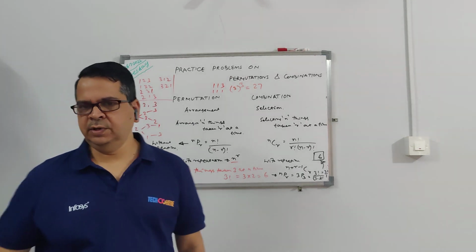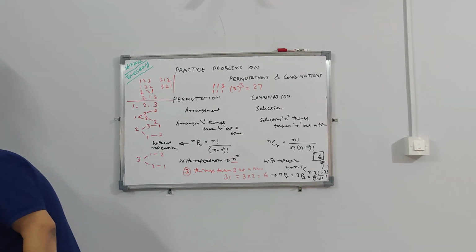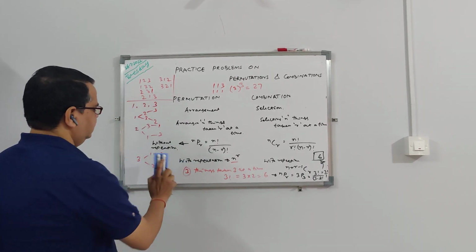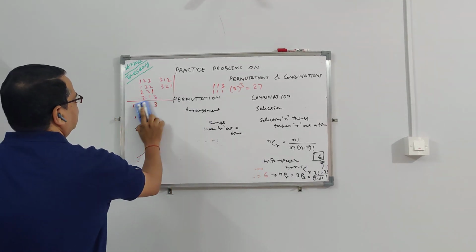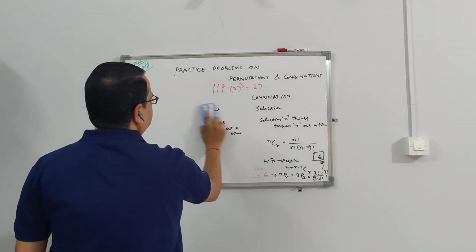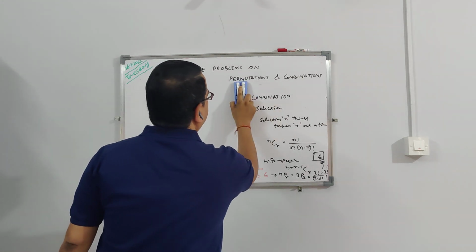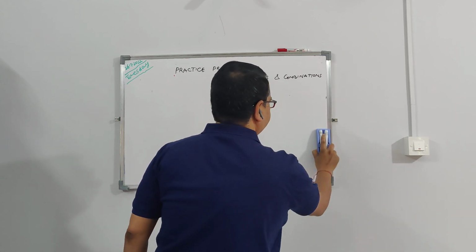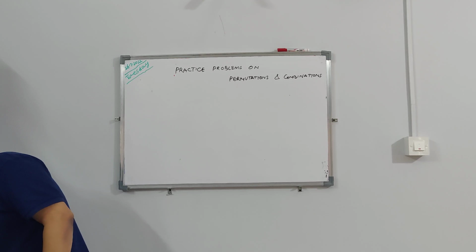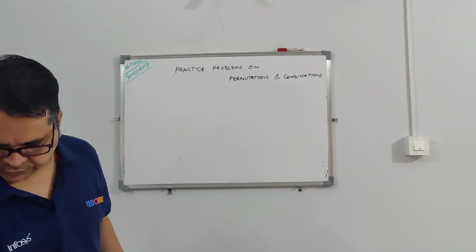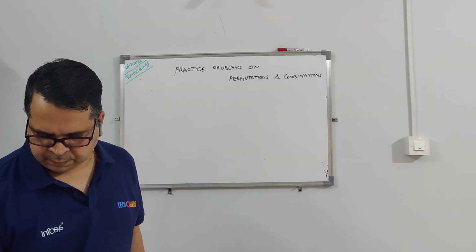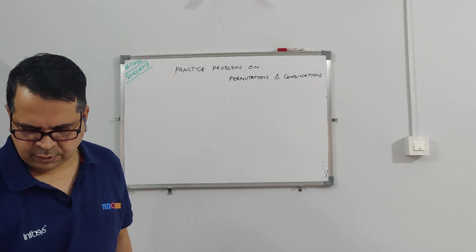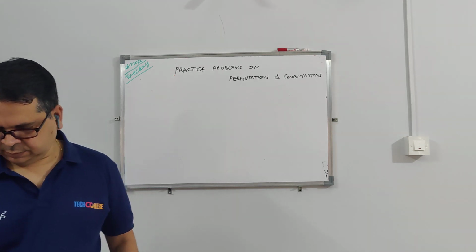Let us try to solve some numericals. So the question is, find the number of positive integers less than 1000 having only odd digits.